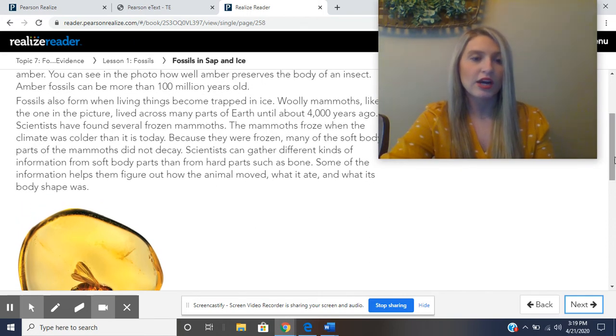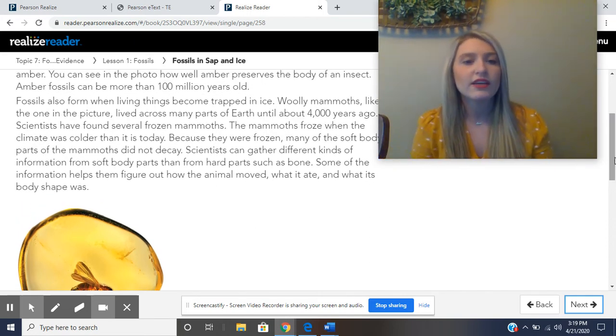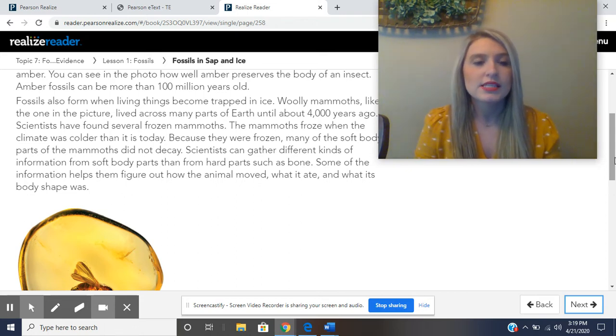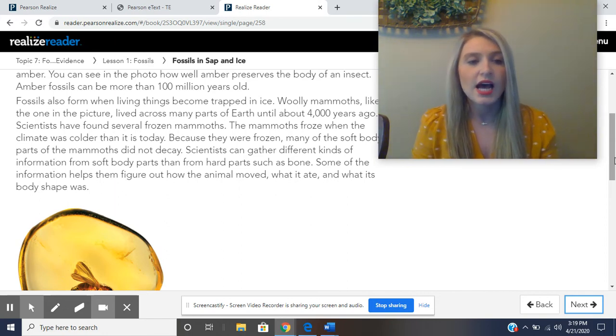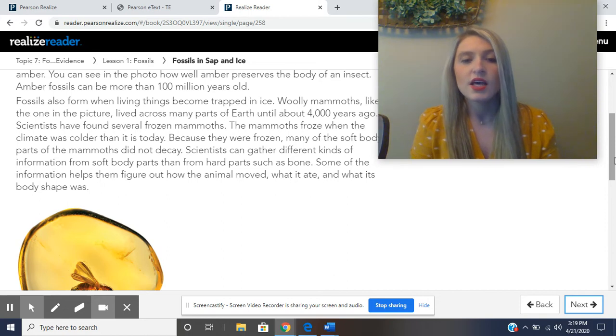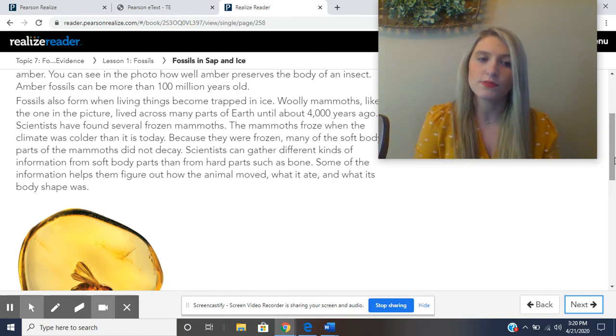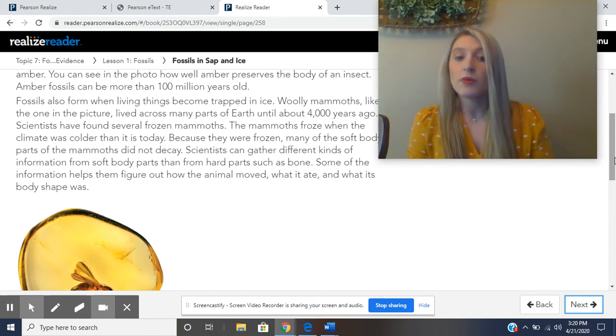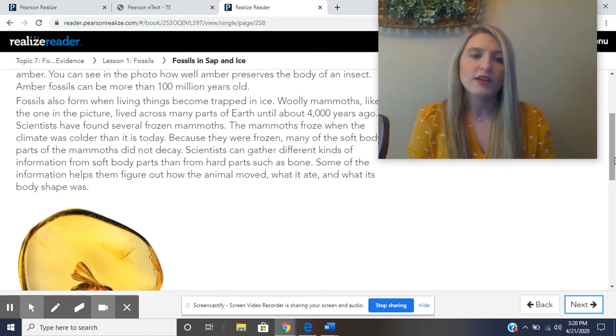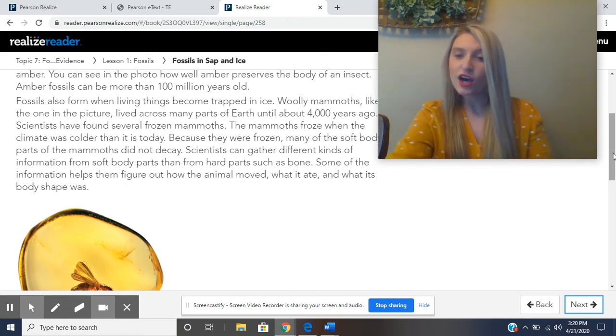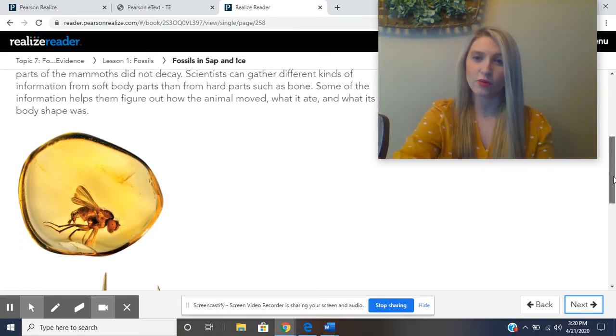And then the next paragraph says, fossils also form when living things become trapped in ice. Woolly mammoths, like the one in the picture, lived across many parts of Earth until about 4,000 years ago. Scientists have found several frozen mammoths. The mammoths froze when the climate was colder than it is today. Because they were frozen, many of the soft body parts of the mammoths did not decay. Scientists can gather different kinds of information from the soft body parts than from hard parts such as bones. Some of the information helps them figure out how the animal moved, what it ate, and what its body shape was. So fossils can tell the scientists all of that information there.